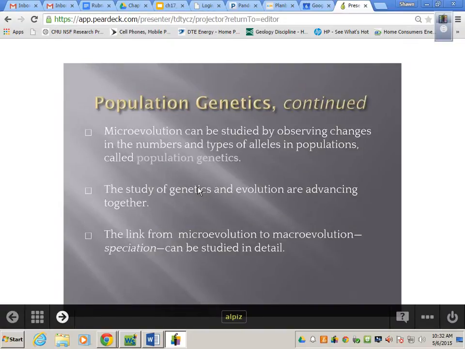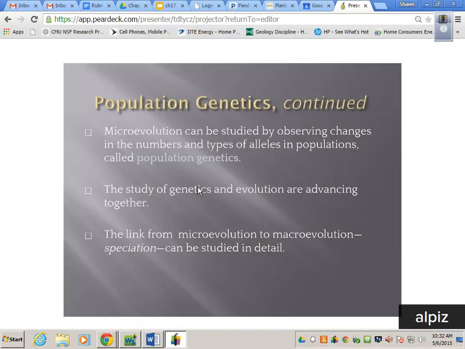That's okay. So microevolution can be studied by observing changes in the numbers and types of alleles in a population, called population genetics. If I'm studying the frequency and the amount of different versions of a gene called alleles in a population, like how many brown-haired people there are, how many blondes there are, this is what's called population genetics. The study of both genetics and evolution go hand in hand, so they advance together. And in the link from micro to macroevolution with speciation, now we can study this in detail and see when you genetically become different than another one of, let's say, your cousins or your past ancestral cousins.